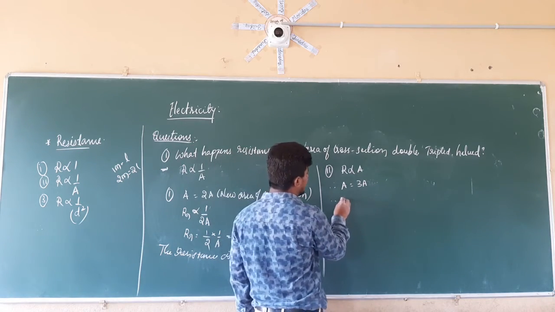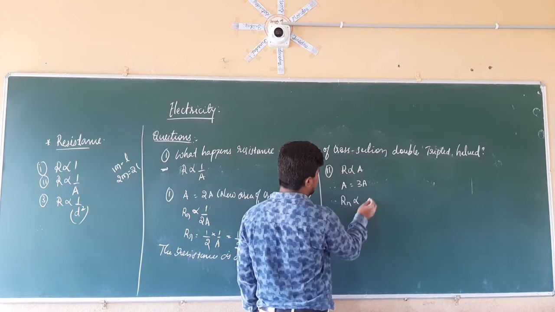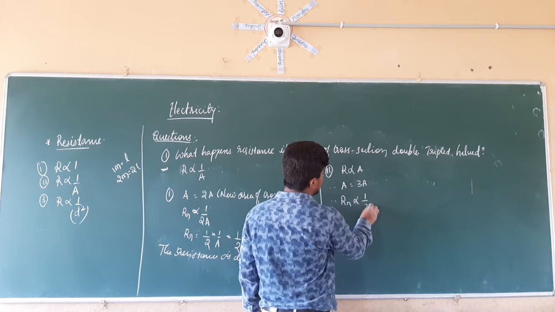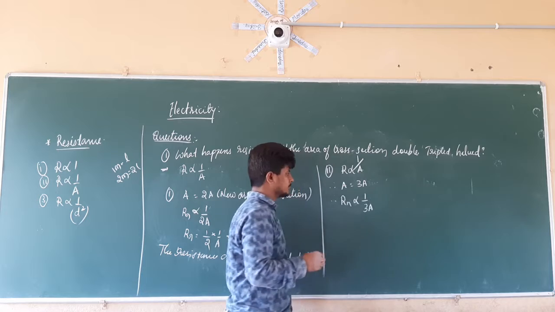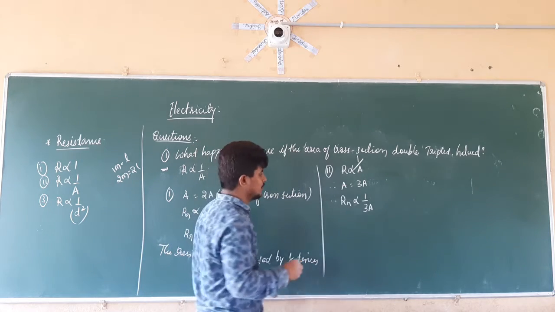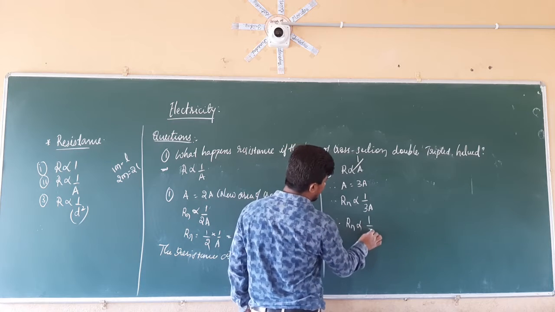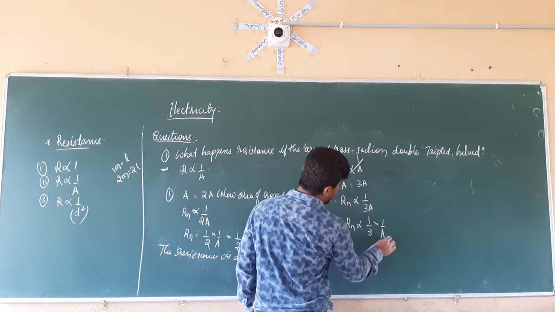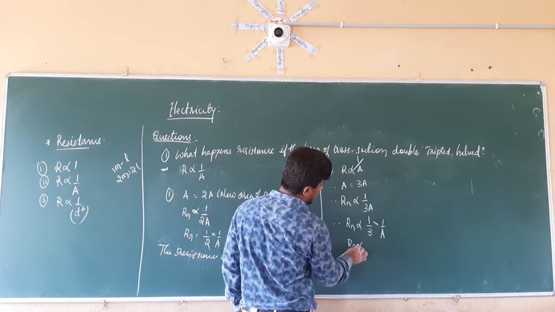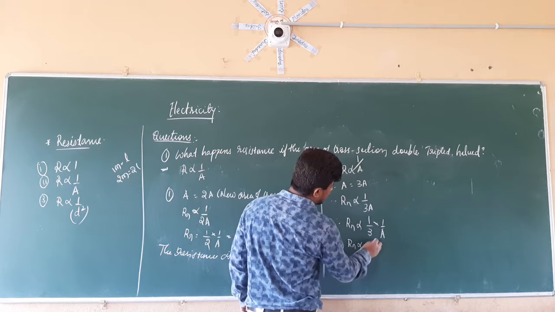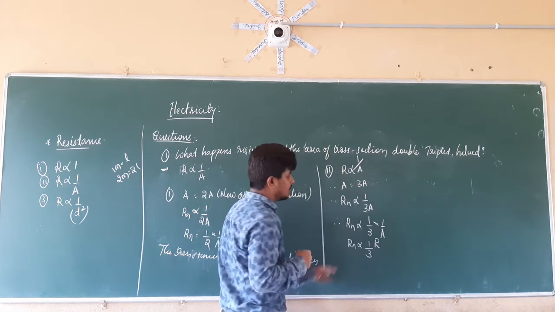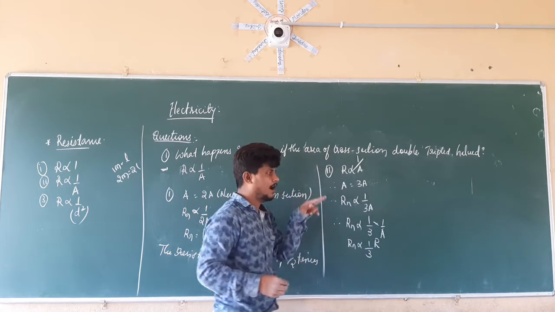Therefore, we already know that the new R is directly proportional to 1 by A. It becomes 1 by 3A. Therefore, the new R is directly proportional to 1 by 3 into 1 by A. Rn is directly proportional to 1 divided by 3 into R. So 1 by A is nothing but what? It is the R value.